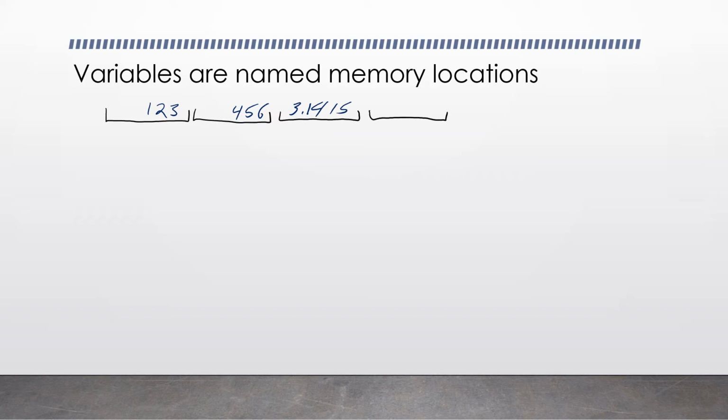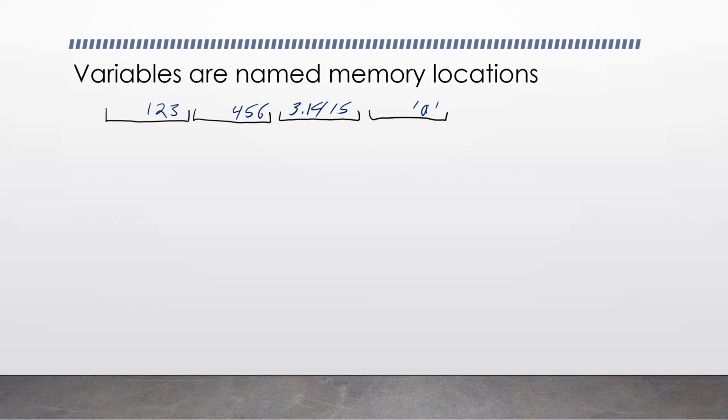And the next one might store the letter A. That's a lowercase a, which would be different to a computer than an uppercase A. So each of these memory locations contains a different value and wants to be referred to in a different way. And the way we refer to them is with variable names.